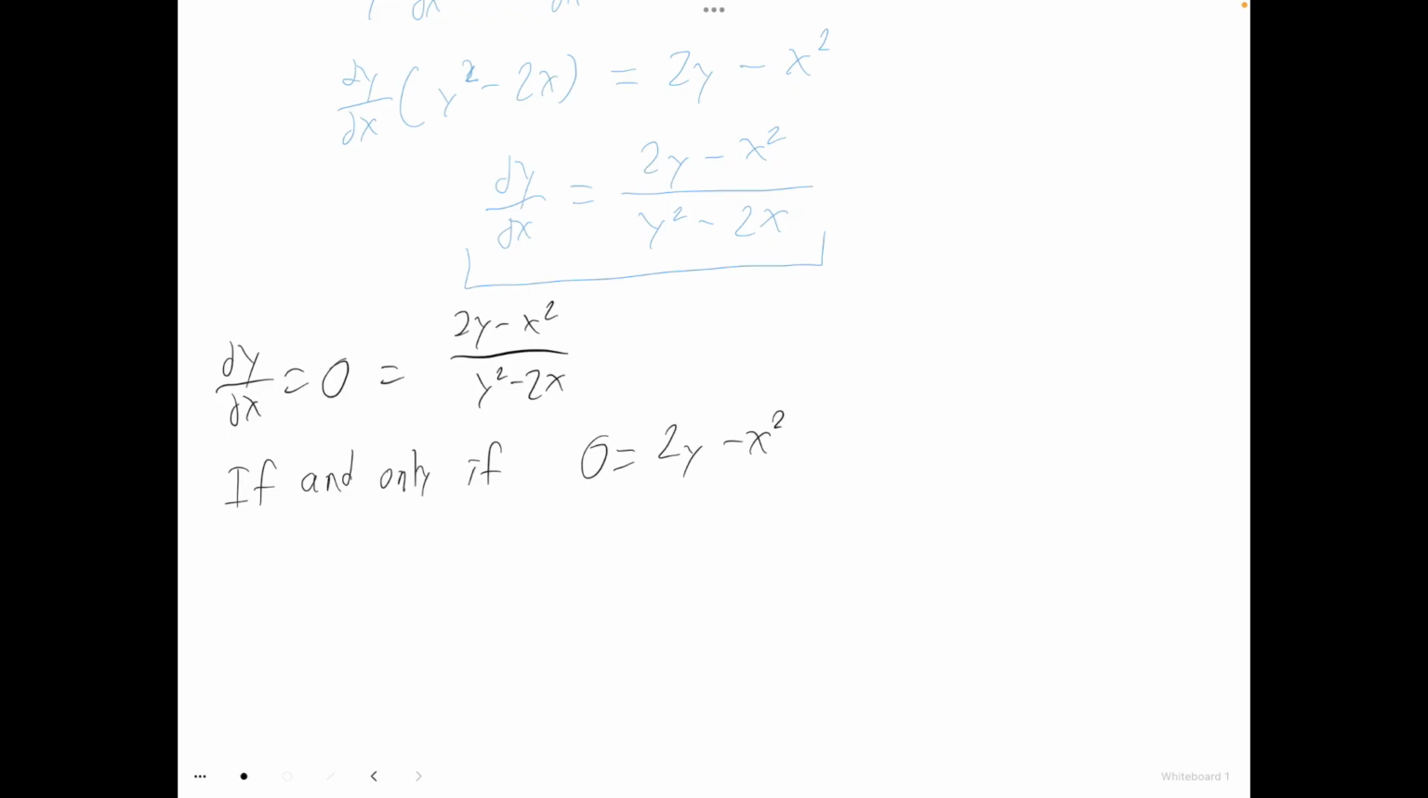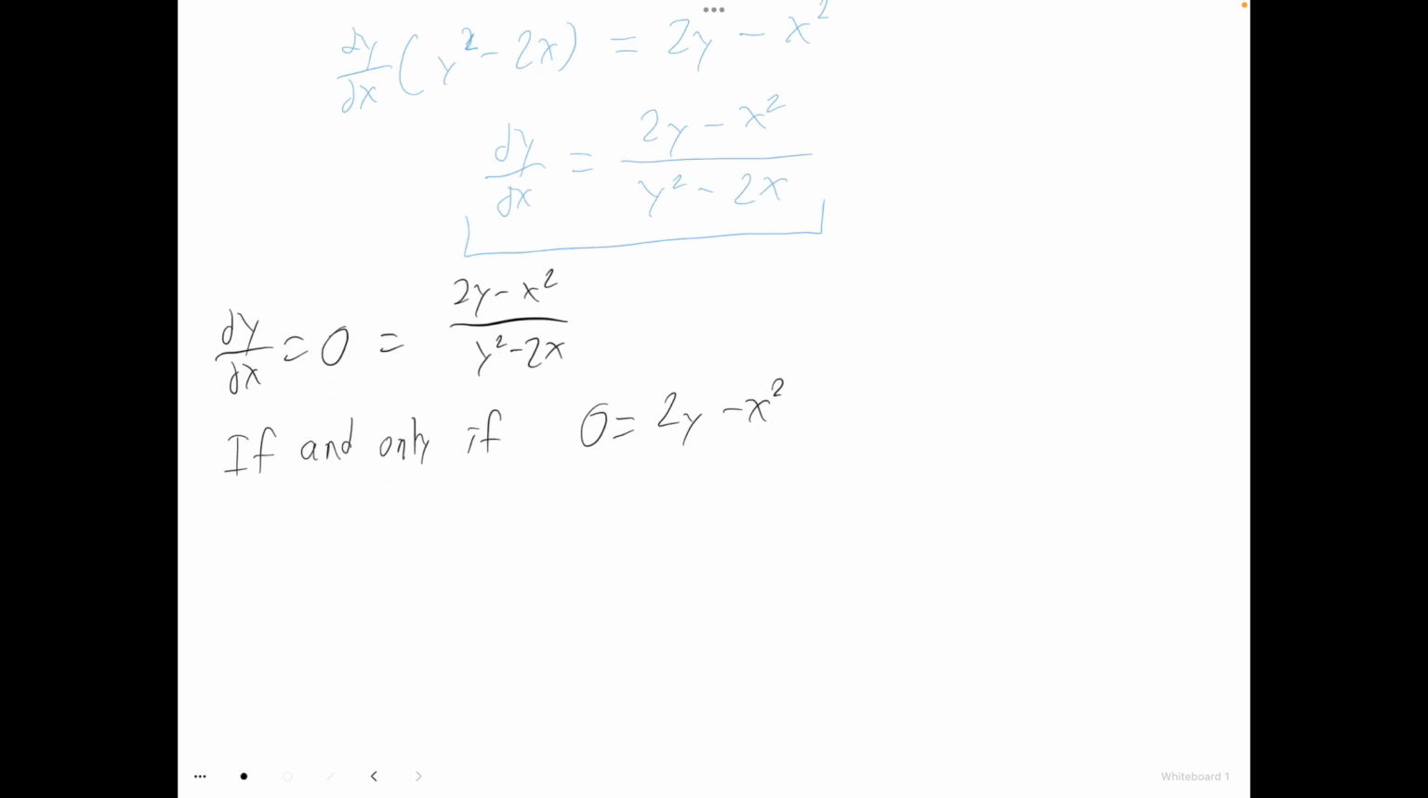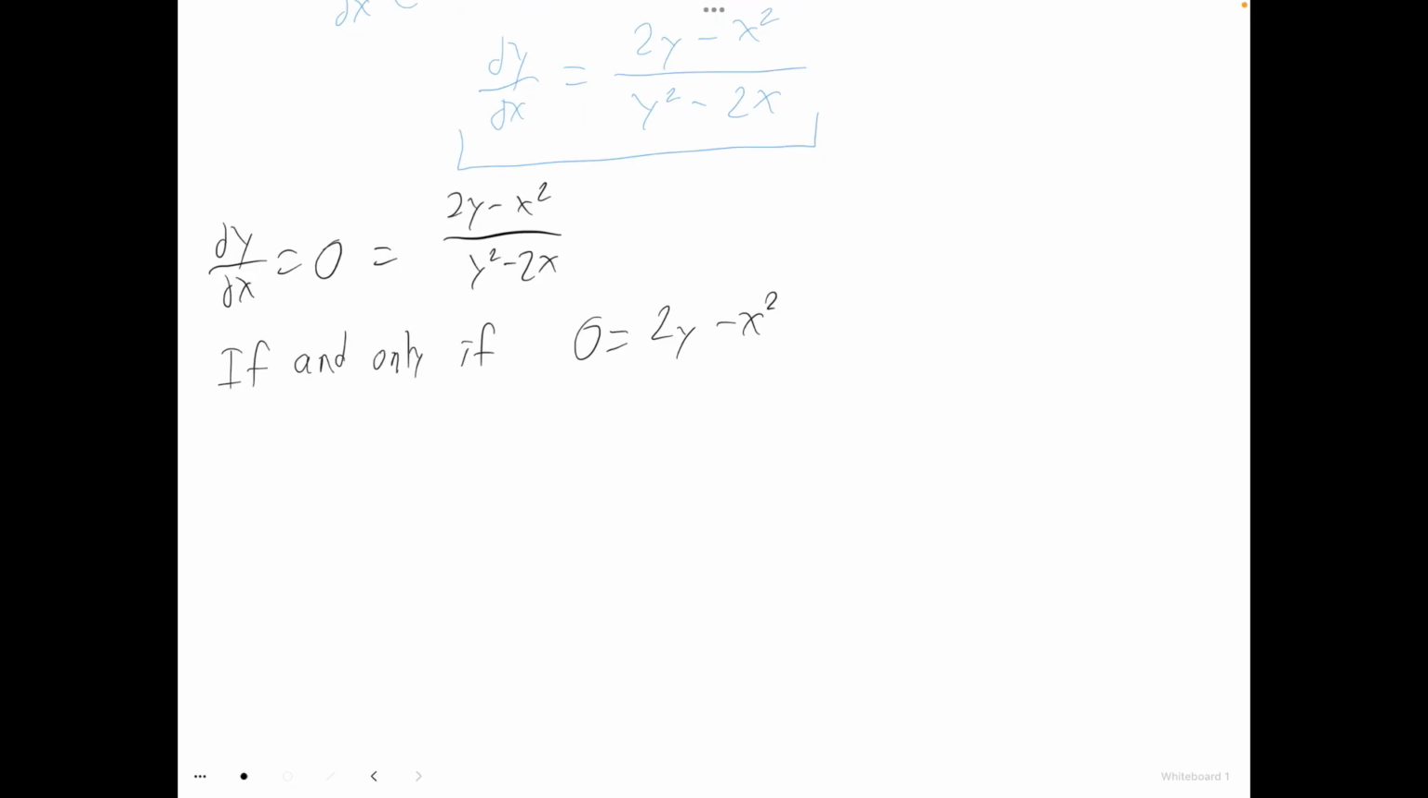And now we're going to just solve for when this happens and then check that it's in the first quadrant and that the bottom is not 0. If the bottom is 0, then we've got a hole in our graph, as we've seen before when we were talking about limits. So we just have to check for that. But rather than worrying about it right now, we'll just check for it after we know what point this happens at. So we have here that 0 equals 2y minus x squared.